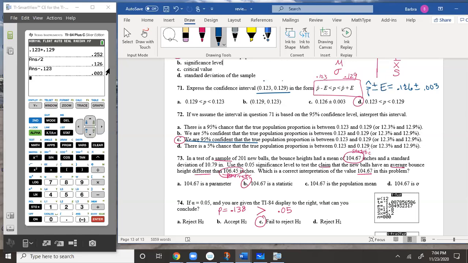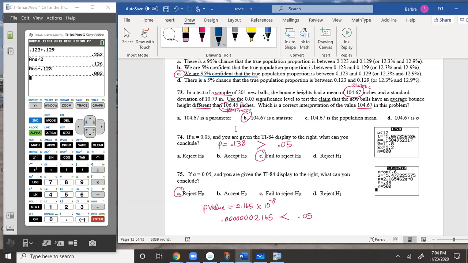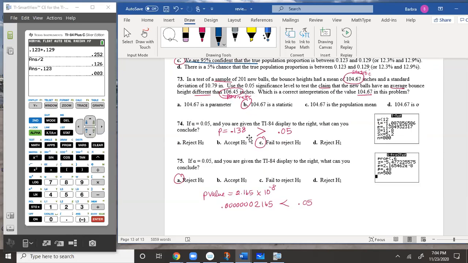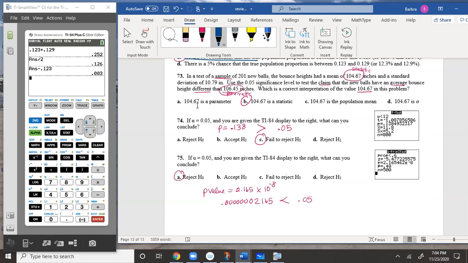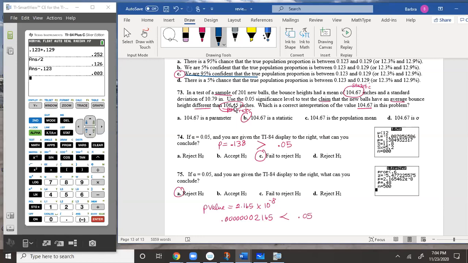73. Oh, we're almost done here. We have 3 problems left. And oh, we're almost at the end of 2 hours, so this has been pretty good, guys. For number 73, in a test of a sample of 201 new balls, the bounce heights had a mean of 104.67 inches and a standard deviation of 10.79 inches. Use the 0.05 significance level to test the claim that the new balls have an average bounce height different from 106.45 inches. Which is the correct interpretation of 104.67?